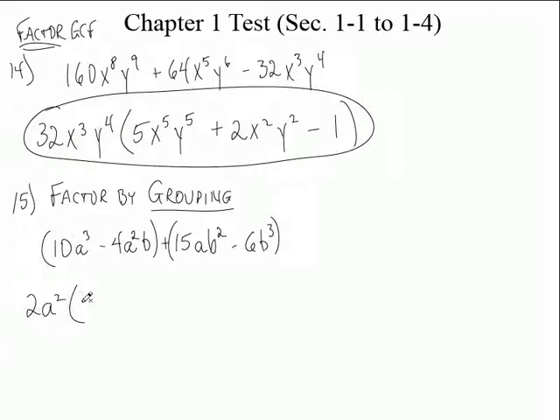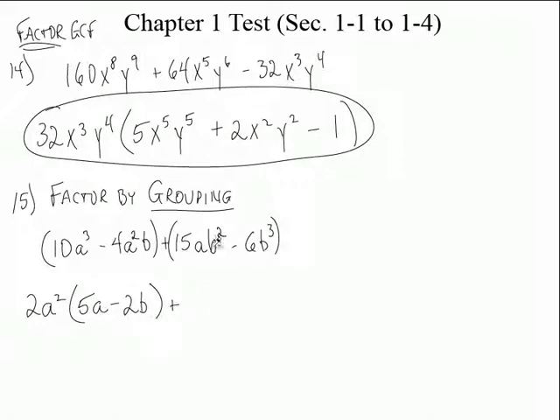10 divided by 2 is 5. A cubed divided by a squared is a. Minus 4 divided by 2 is 2. A squared divided by a squared is 1. And then you have that b, so you put the b right there. That's a weird looking b, isn't it? Let's try to make it look a little normal. There we go. All I did was take those first two terms and factored out the greatest common factor, just like I did up here, just a little easier here.